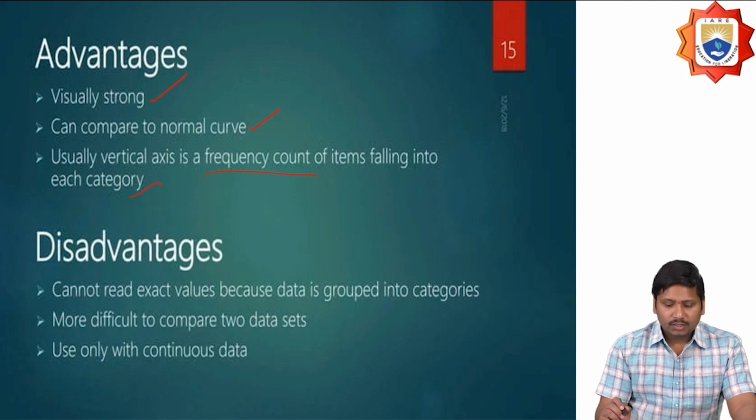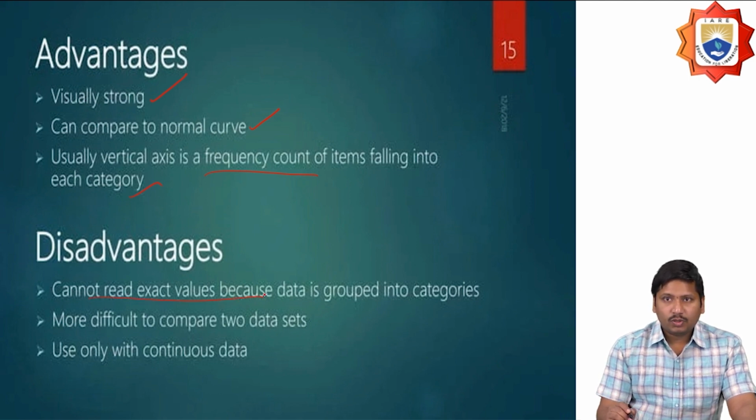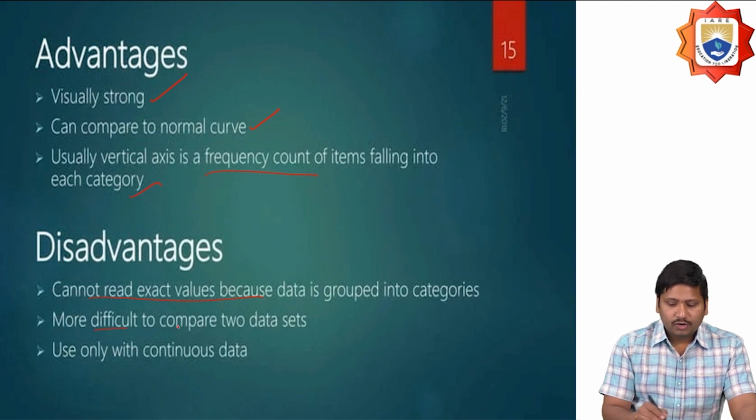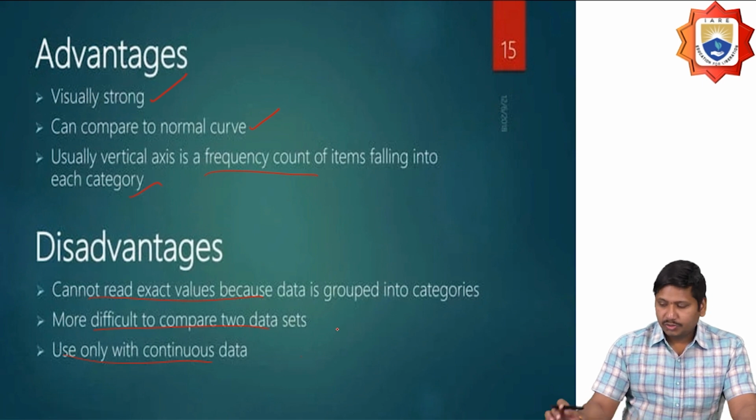And the disadvantages are that you cannot read the exact values, since we group the items, and it is more difficult to compare data sets. It is usually used only with continuous data and is not suitable for discrete data. So only for continuous data is this histogram going to be used here.